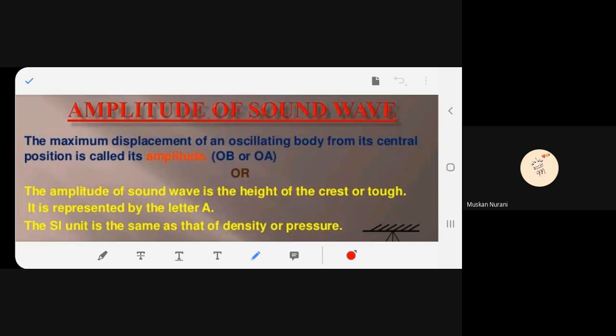So what is amplitude? If I say that an oscillating body is making a wave, you know that this is oscillation. Now this is the central position. Now the maximum displacement will be this. You agree? This is the maximum displacement from the central position. Now this is amplitude. What is this, beta? Say this is amplitude. Any problem? No, ma'am. Okay, fine. This much you have understood.